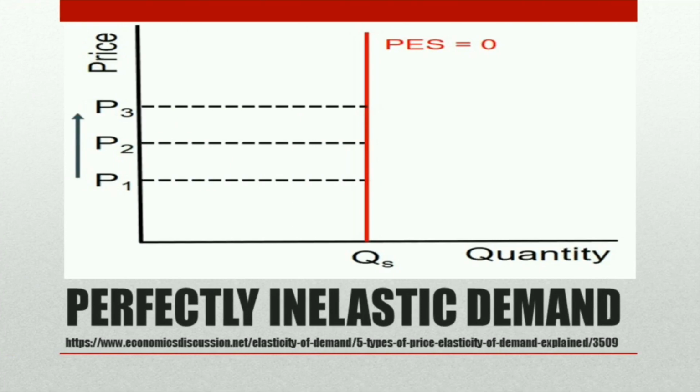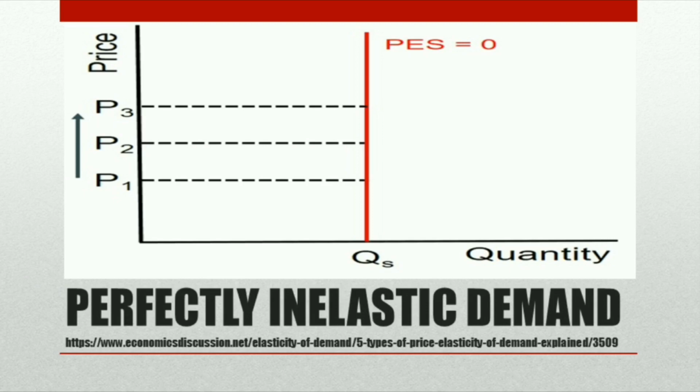Next one, perfectly inelastic demand. A perfectly inelastic demand is one where there is no change in the demand for a product with a change in its price. Whether the price falls or rises, there is no change in demand. The numerical value for perfectly inelastic demand is 0. Price elasticity equals 0.